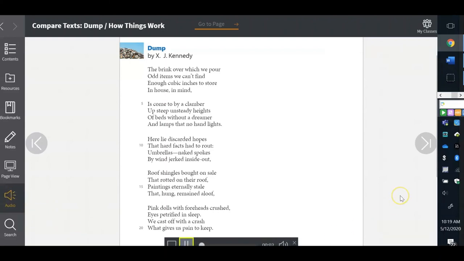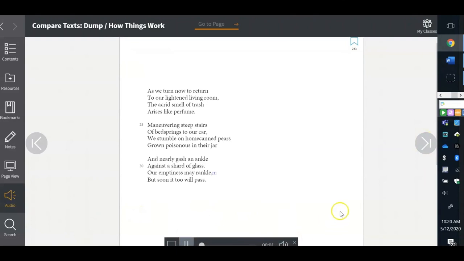Dump by X.J. Kennedy. The brink over which we pour odd items we can't find, enough cubic inches to store, in house, in mind, is come to by a clamor, up steep, unsteady heights, of beds without a dreamer, and lamps that no hand lights. Here lie discarded hopes that hard facts had to rout, umbrellas, naked spokes, by wind jerked inside out, roof shingles bought on sale that rotted on their roof, paintings eternally stale that hung remained aloof, pink dolls with foreheads crushed, eyes petrified in sleep, we cast off with a crash what gives us pain to keep.